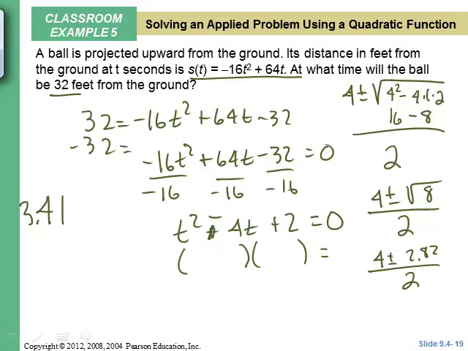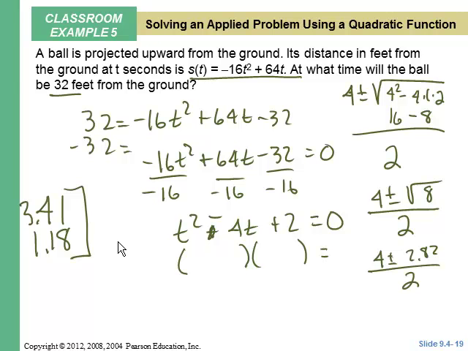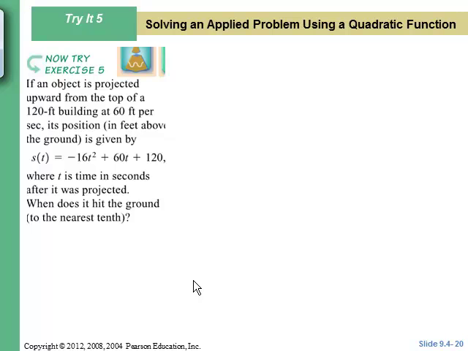or 4 minus 2.82 is 1.18 seconds. So those are the 2 times that it will be 32 feet off the ground. Remember, while it's on its way up, it's 32 feet off the ground, and while it's on its way down. So that's why there's 2 of them. Okay, you do this one.